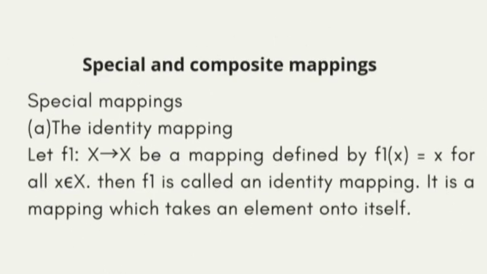Special and composite mappings. Under special mappings, we have the identity mapping. Let Fi, that is a mapping from x to x, be a mapping defined by Fi of x is equal to x for all x belonging to x, then Fi is called an identity mapping. It is a mapping which takes an element onto itself.